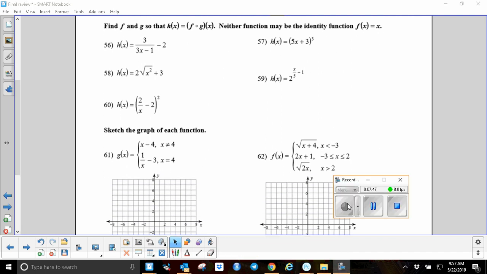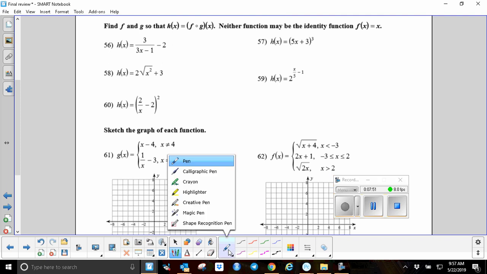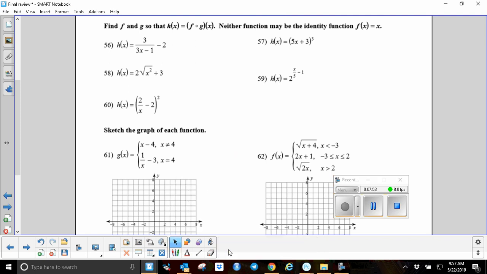So for 56 to 59, it's asking you, this is a good question. It's asking you that h of x is this. So it's f of g of x. Something went, a function went in as an input. So this is the whole thing.